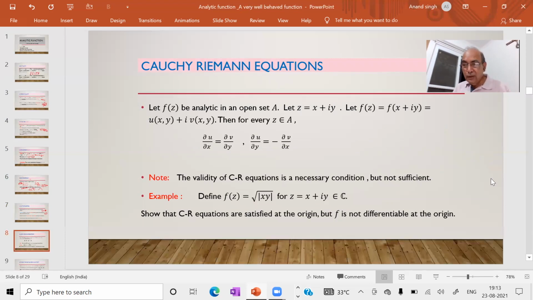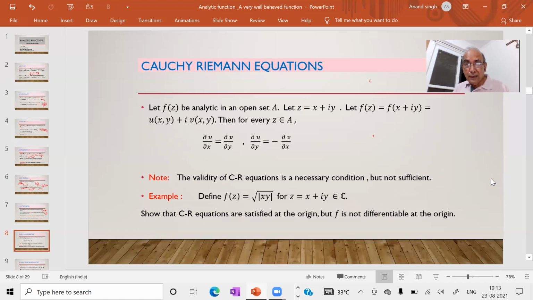You teach this term to all the students, the Cauchy-Riemann equations. Let f(z) be analytic in a domain, an open set A. Let z equal x plus iy. Let f(z), which is the same as f(x plus iy), equal u(x,y) plus i v(x,y). Then for every z in A, del u by del x is del v by del y, and del u by del y is minus del v by del x. This you always teach to the students.